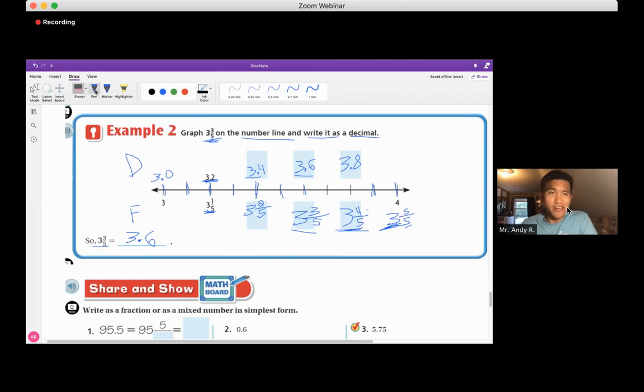So 5/5 actually means one whole. So you're actually adding one whole with the 3. So it's 4. And then again, if you continue the same distance with the decimals, it's 4.0.